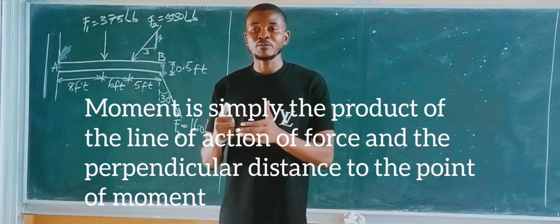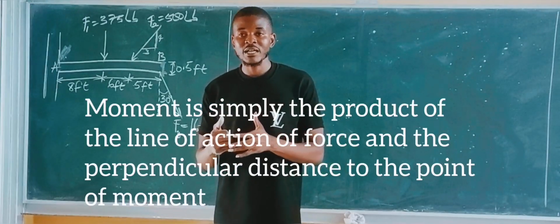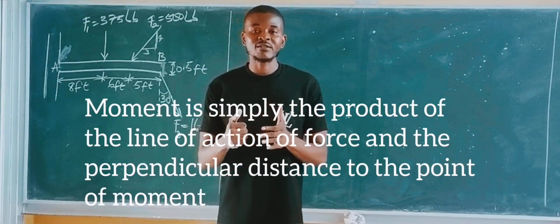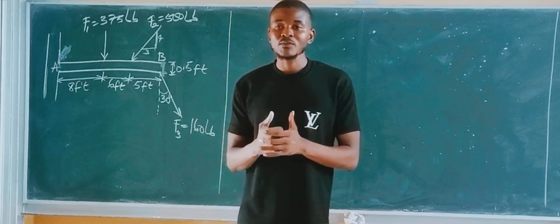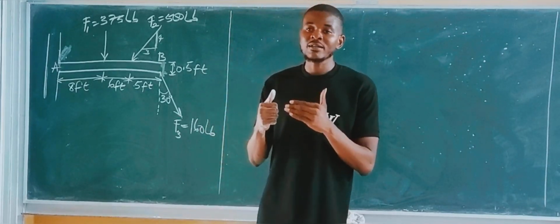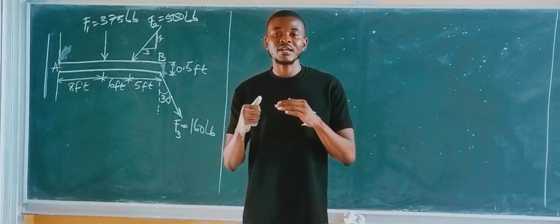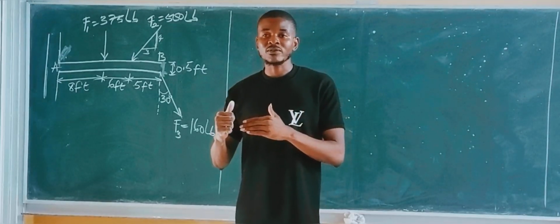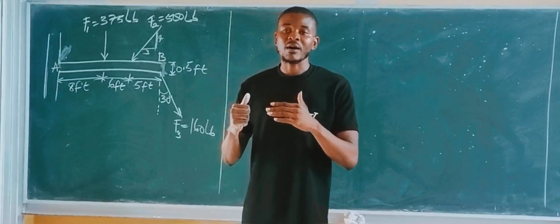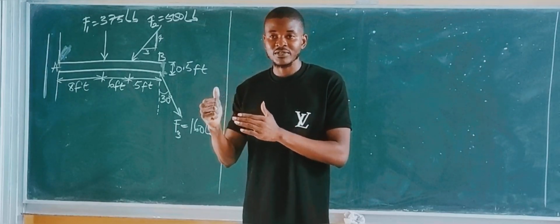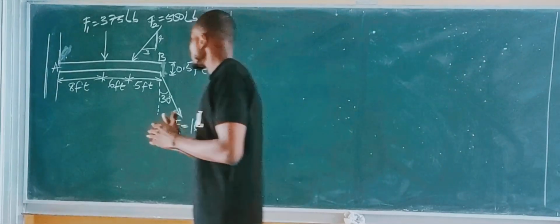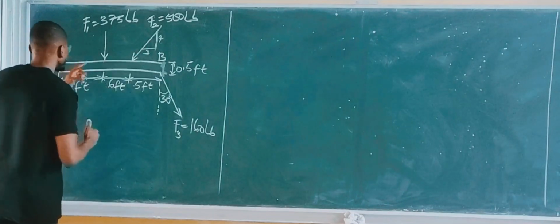Moment is simply the product of the line of action of force and the perpendicular distance to the point of moment. Okay, so the perpendicular distance to the point of moment. So this simply means that the line of action of the force and the point you're taking moment about must always be at 90 degrees. So I want to take moment of this force. Let's start with the first force.